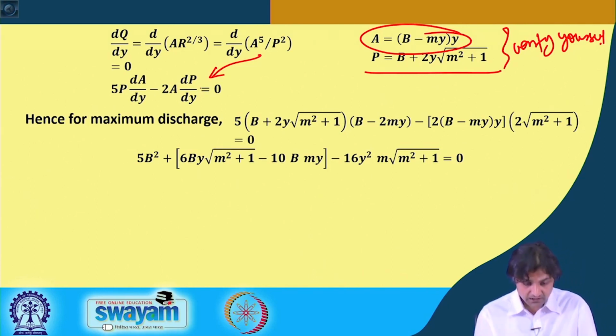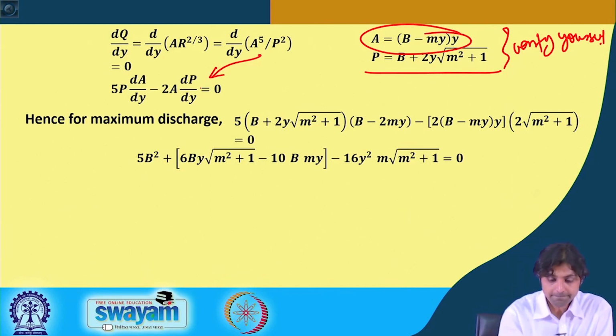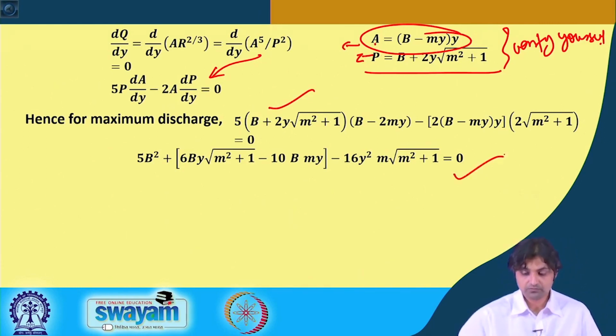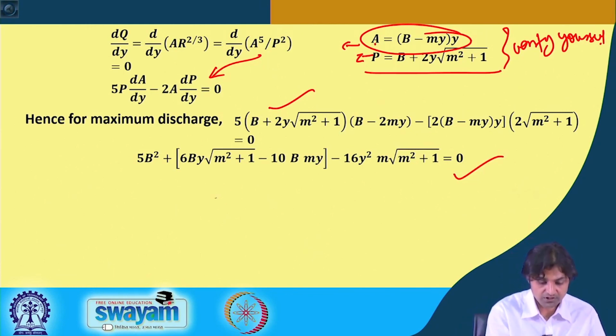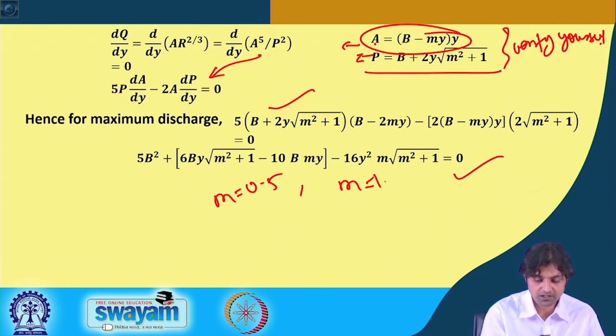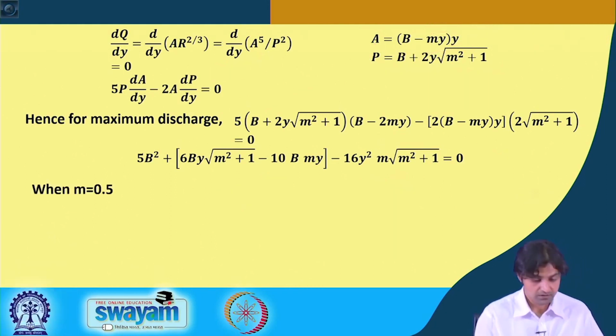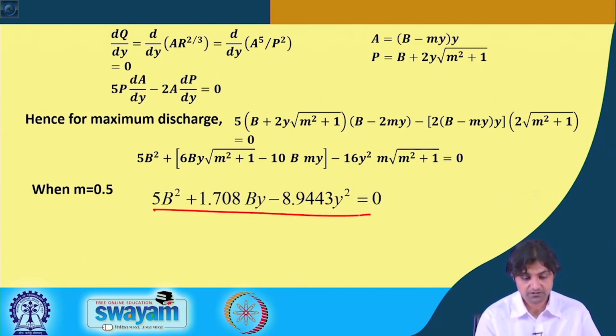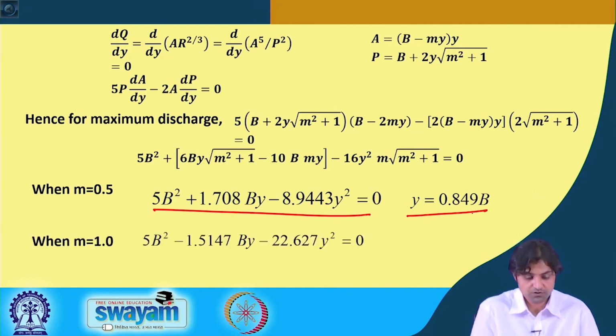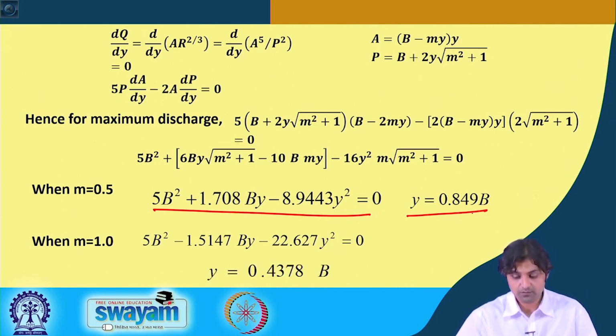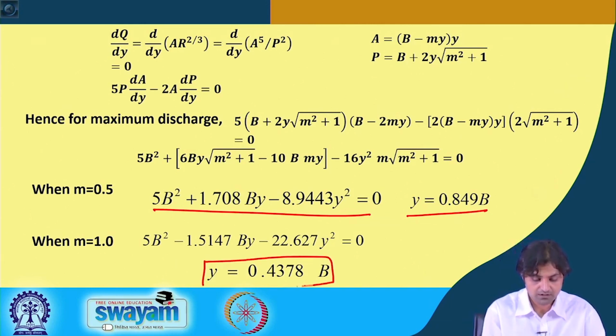It is a little more complex actually. And for maximum discharge, if you use this A and P, now the calculation becomes very cumbersome. But anyway, when you put in this equation the value of m as 0.015 and m as 1, you can see for yourself that this will turn out to be an equation like this, 5b square plus something, very complex, but if you solve, y is equal to 0.849b, all right. It is a quadratic, so not so complex actually, but it can be complex. When m is equal to 0.1, we get an equation like this and y will be 0.4378b, all right.